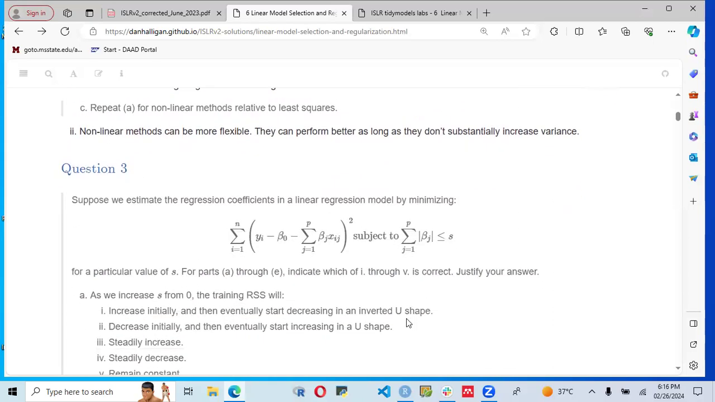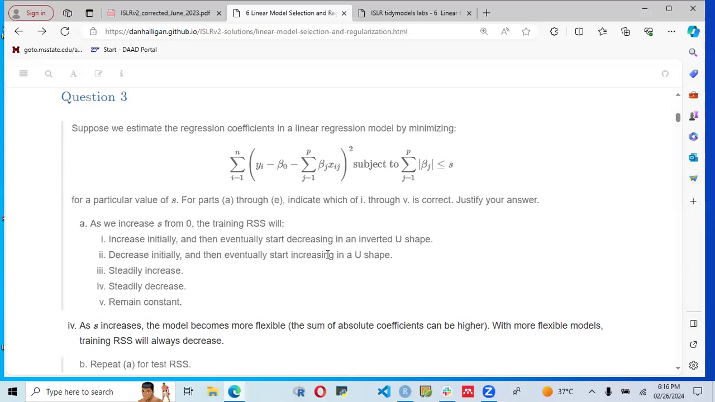So the third question says that suppose we estimate the regression coefficients in a linear regression model by minimizing for a particular value of s. For parts A through E, we should indicate which of I through V is correct, and also try to justify our answer. So here, as we increase s from zero, the training residual sum of squares will do what? The first option: increase initially and then eventually start decreasing in an inverted U-shape. The second option: decrease initially and then eventually start increasing in a U-shape. The third option: steadily increase. The fourth option: steadily decrease. And the fifth option: remain constant.